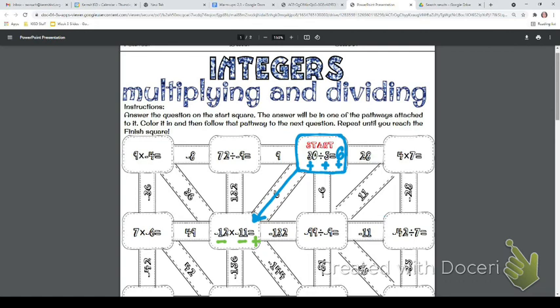And 12 times 11 gives me 132 positive, because my signs were determined already. So that means I would find which pathway leads me with 132 and find my next one. You're going to follow this all the way until you get to the one that is the finish box. The answer check is in the orange paper, and make sure you turn it in when you are finished. And you should finish this today during class.